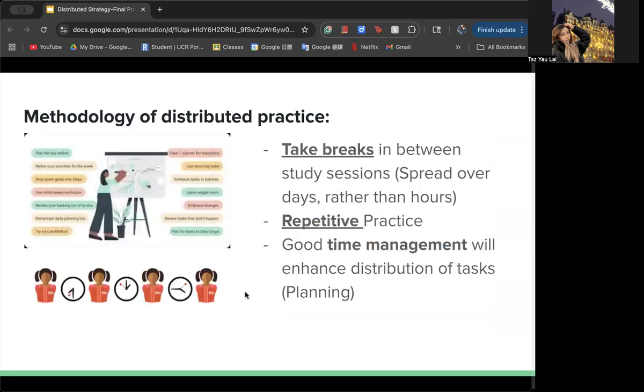So what are the methods of distributed practice? First, you can take breaks in between study sessions, which means spreading the sessions over days rather than through hours of the day. Then do repetitive practice. It is also good to combine it with good time management, which will eventually enhance distribution of tasks and increase your planning skills.